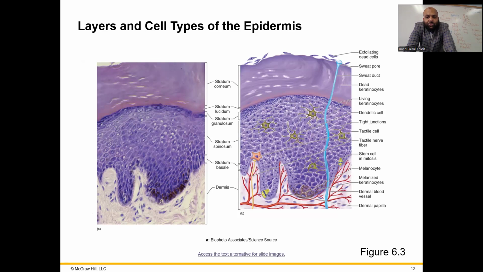Okay, so that shows you, you see the exfoliating cells? I'm pointing to them with the mouse. They are the ones that are falling apart. And that is a sweat pore. And you have a sweat duct. This is a sweat duct. And these are dead keratinocytes.